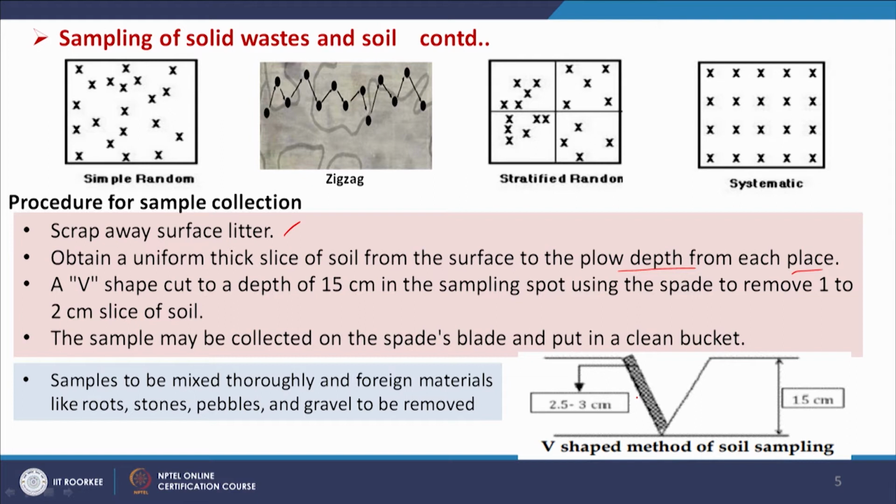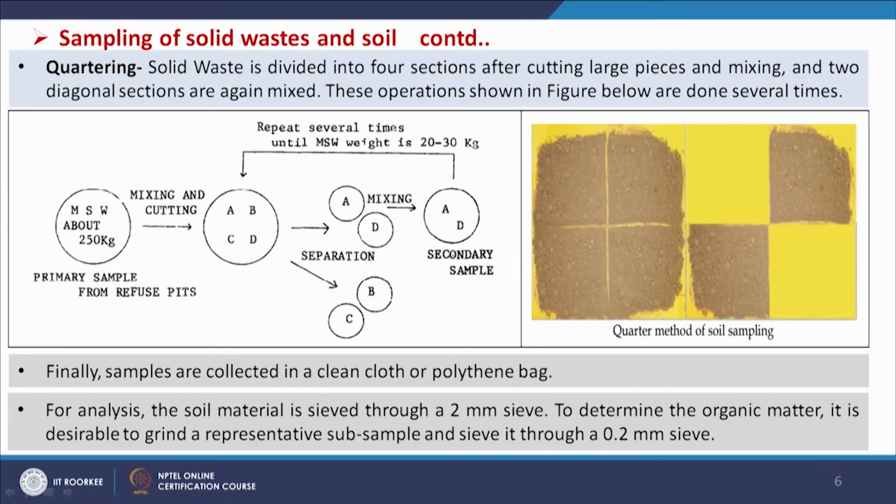The sample may be collected on the spade's blade and put in a clean bucket, and the samples are to be mixed thoroughly, and foreign materials like roots, stones, pebbles and gravel are to be removed, because we will be collecting a number of samples from different places, then we will mix them. And quartering is another method, that is mostly used for solid waste sampling.